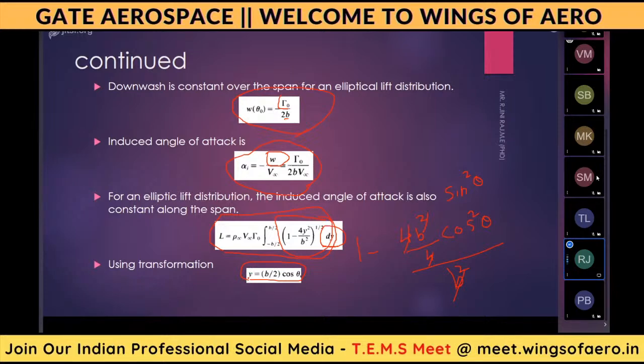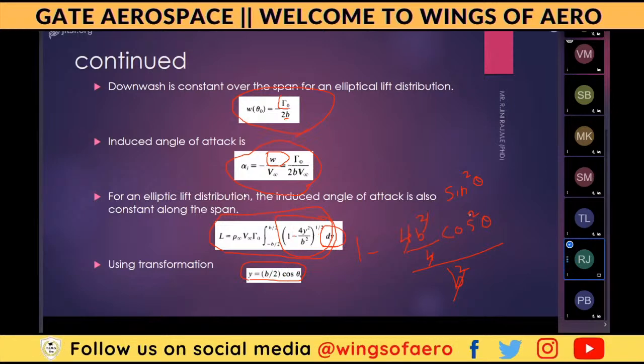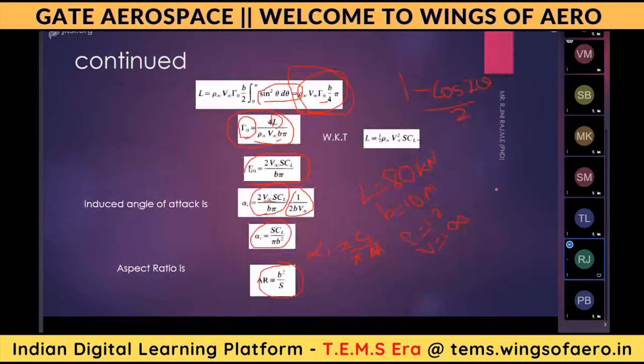So differentiating y equal to b by 2 cos theta, dy will become minus sin theta, therefore minus b by 2 sin theta d theta. So substitute that also. And 1 minus cos square theta will reduce to sin square theta. And the sin square theta will be changed after substituting the value.